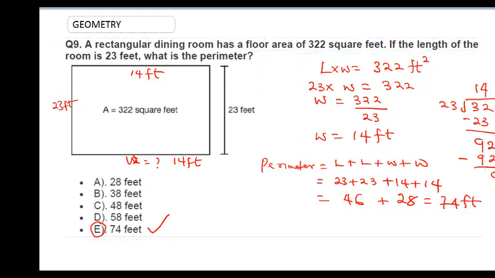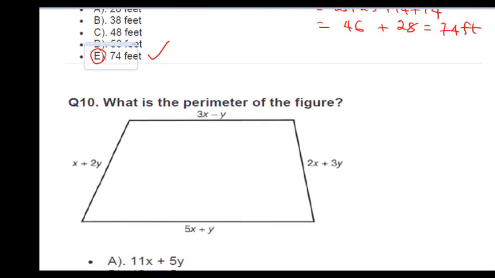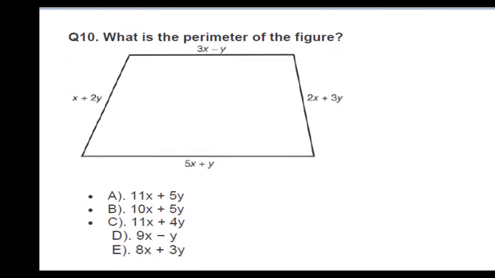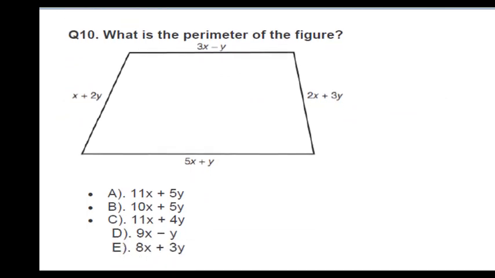Okay, so there are other questions we are going to be solving. Now, question 10 here says, what is the perimeter of the figure? Whenever you're asked the perimeter, you are being asked to sum up all the sides. So this is going to be 3x minus y plus 2x plus 3y plus x plus 2y plus 5x plus y.